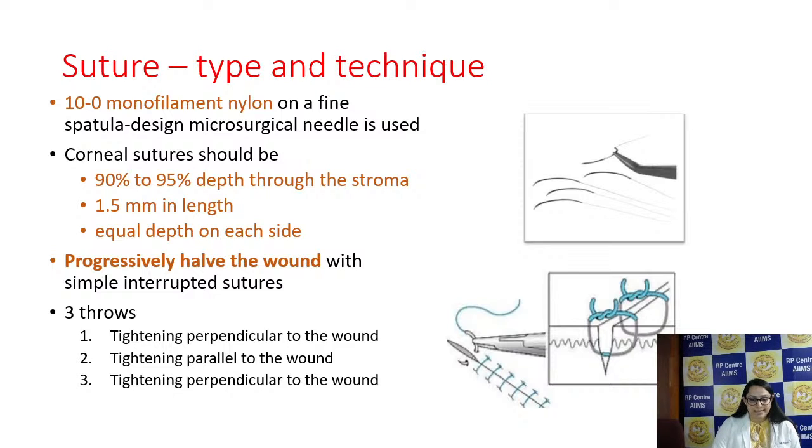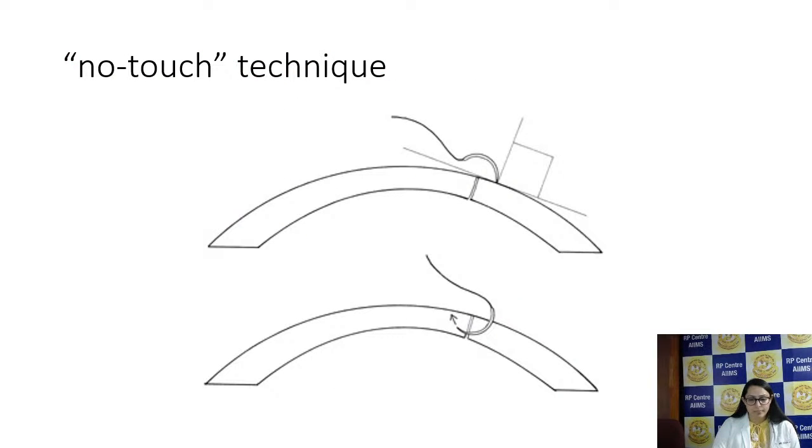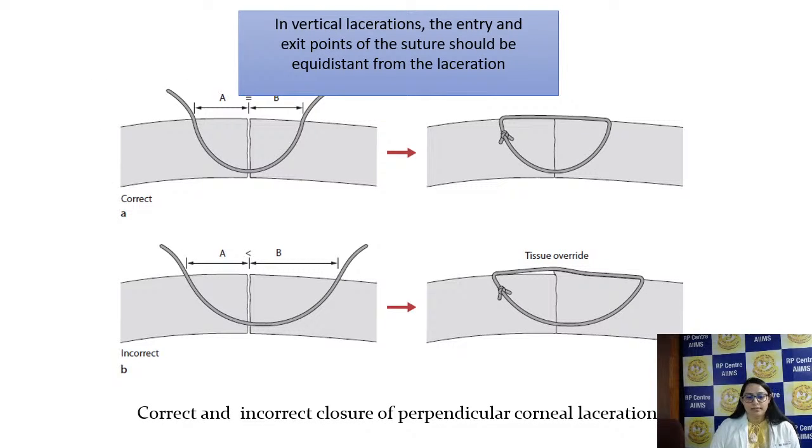The second throw is tightening parallel to the wound, and the third throw is again perpendicular to the wound. So for corneal sutures, we perform the no-touch technique, wherein we do not touch the lips of the wound and directly insert the needle. This prevents any further edema or maceration of the wound lips, which can lead to further damage.